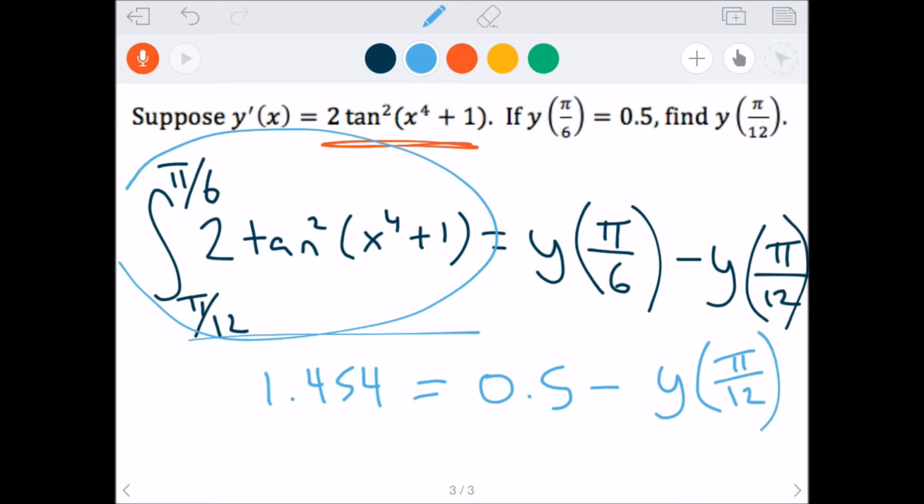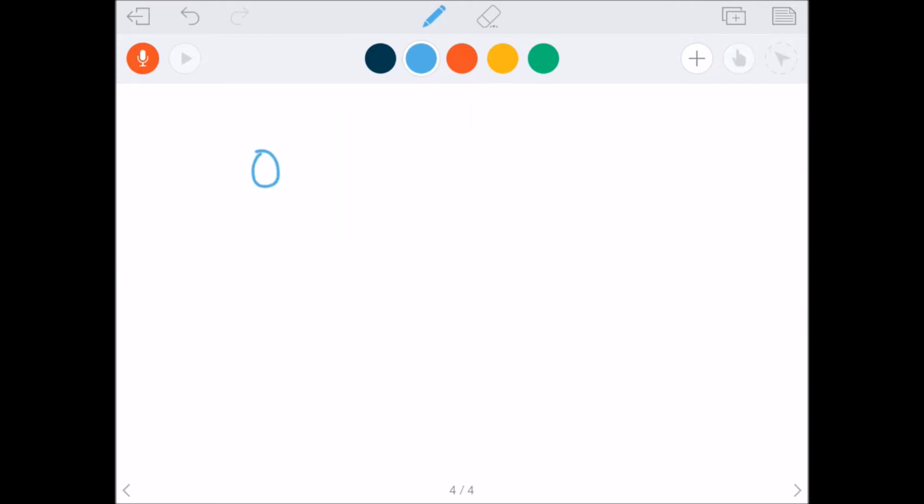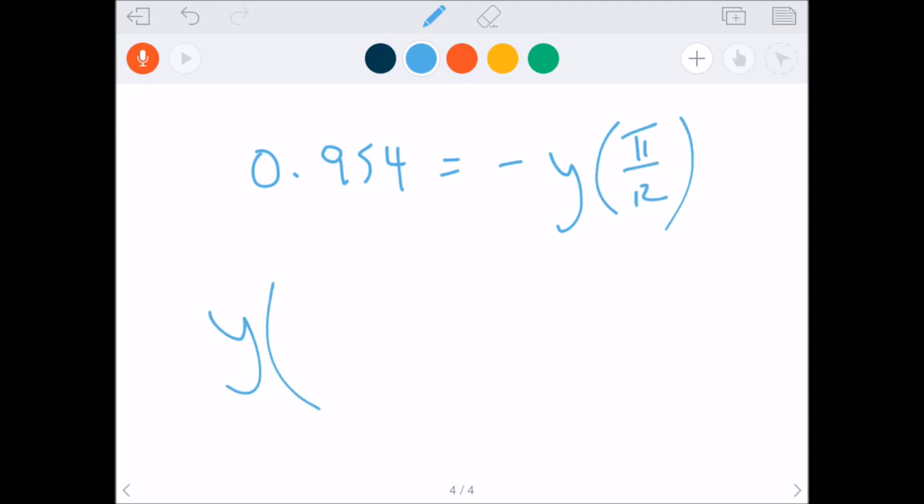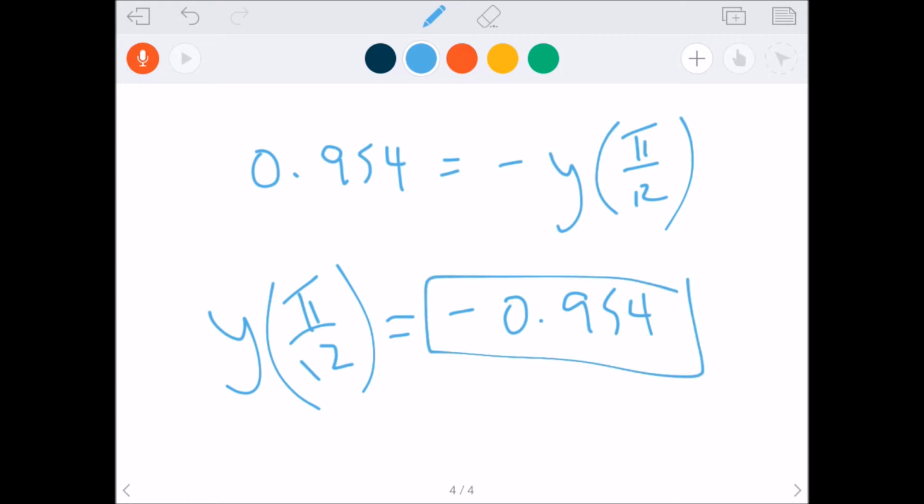And then that algebra becomes very simple to do. I can subtract 0.5 from this side. I will get 0.954 equals negative y of pi over 12. And divide that negative over, and you get 0.954. The AP test always wants 3 decimal places. Okay. Now let's switch screens here and learn how to do all this in the calculator.